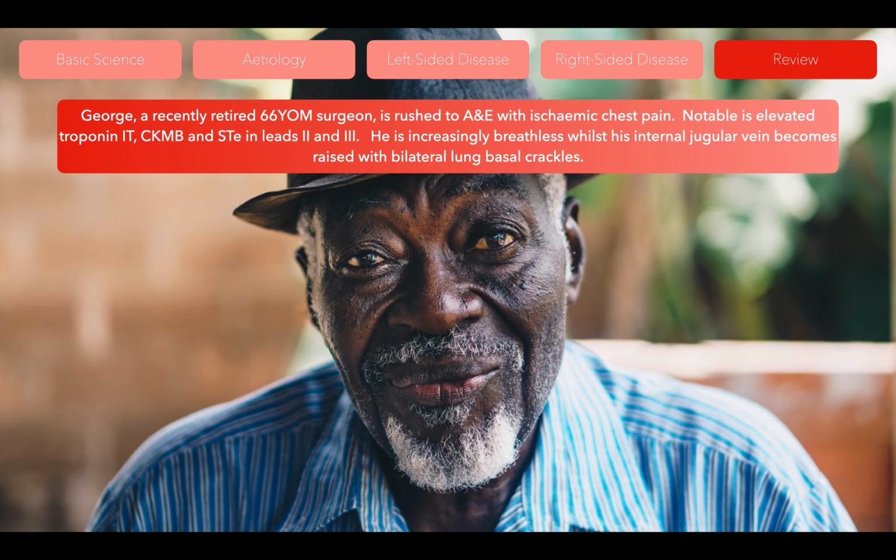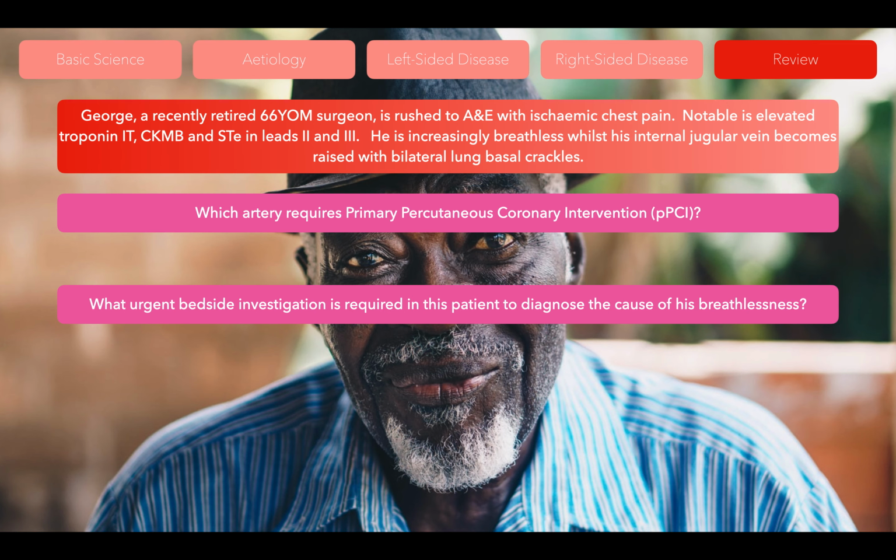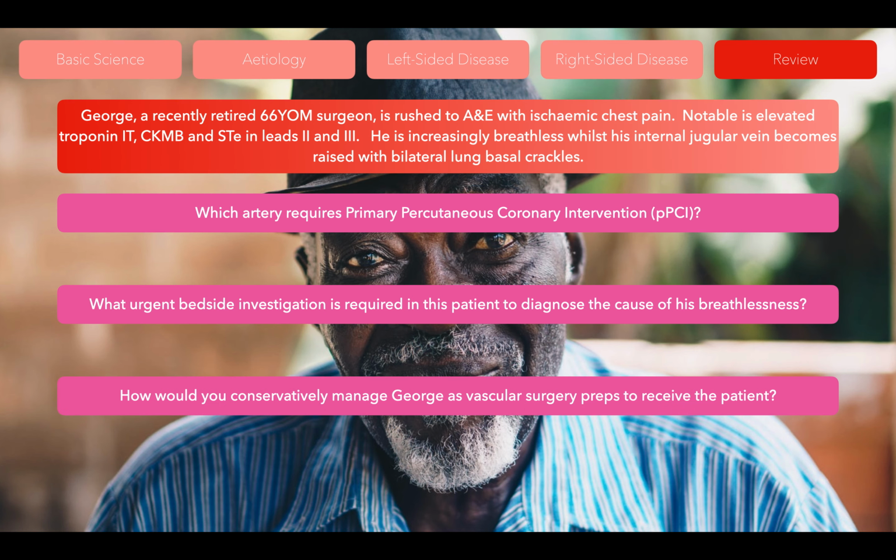George, a recently retired 66-year-old male surgeon, is rushed to A&E with ischemic chest pain. Notable is elevated troponin I, CK-MB and ST elevation in leads 2 and 3. He's increasingly breathless whilst his internal jugular vein becomes raised with bilateral basal crackles of the lungs. Which artery requires PPCI? What urgent bedside investigation is required in this patient to diagnose the cause of his breathlessness? And how would you conservatively manage George as vascular surgery preps to receive him?